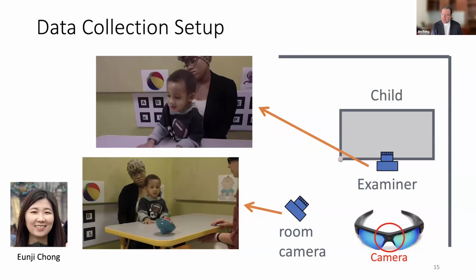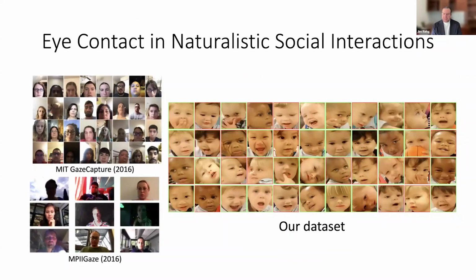And then just from the geometry of the setup, you can see that if the child is looking into the eyes of their social partner, into the examiner's eyes, then they're looking into the camera. And so that lets us define a very simple binary classification problem. Is the face directed toward the camera, or is it directed away? And that lets us classify eye contact. And we collected a large data set.